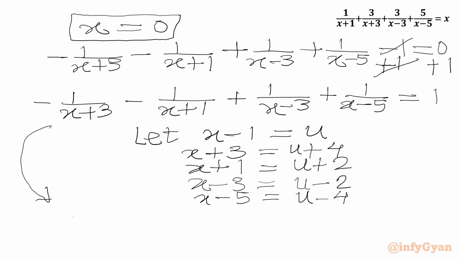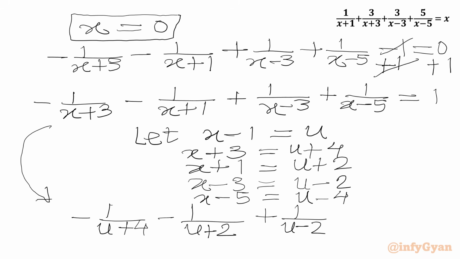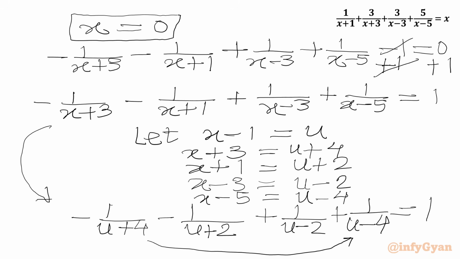I will write minus 1 over u plus 4, minus 1 over u plus 2, plus 1 over u minus 2, plus 1 over u minus 4 equal to 1. Now we will put these two terms in one bracket and these two terms in a second bracket.